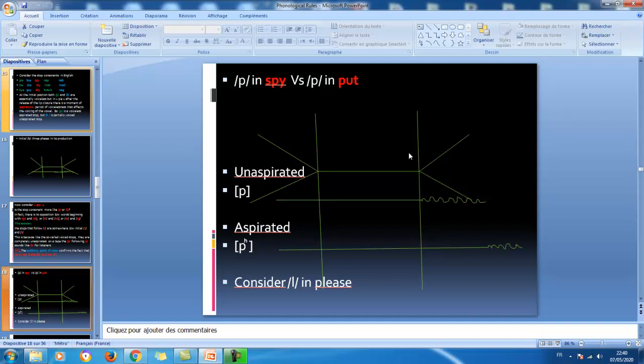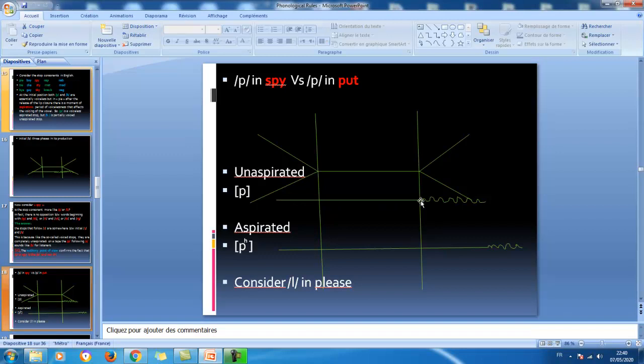Once again, let's explain this through this figure. P in spy versus p in put. This p here is unaspirated in spy. We know, as a rule in English, p, when it is found after s, is not going to be aspirated. So this is the figure here. This p, which is unaspirated, which is found after s, is voiceless at the beginning.